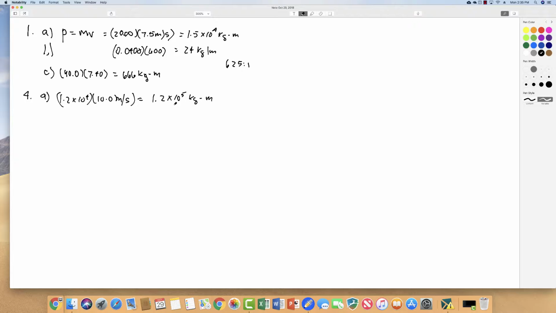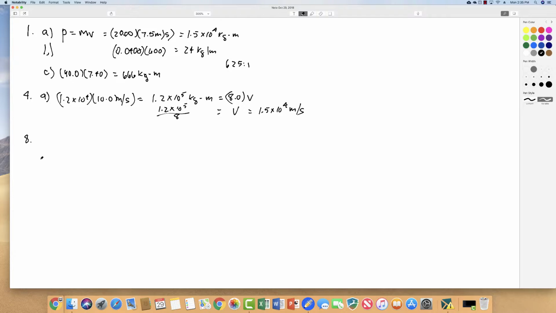At what speed would an 8 kilogram trash can have to be moving to have the same momentum as the truck? So if we put this equal to an 8 kilogram trash can times a certain velocity, the velocity is going to equal this 1.2 times 10 to the fifth divided by 8, which is going to equal 1.5 times 10 to the fourth meters per second. The next problem is problem number 8.